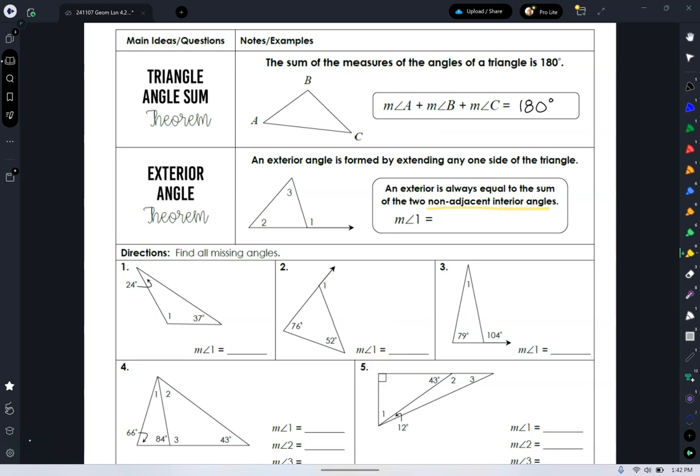See this? The two non-adjacent interior angles. That would be the sum of angles 2 and 3. So the measure of angle 1 is equal to the sum, the measure of angle 2, plus the measure of angle 3. So these are the two theorems that we're going to put into play as we practice today.